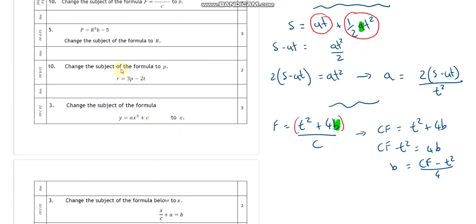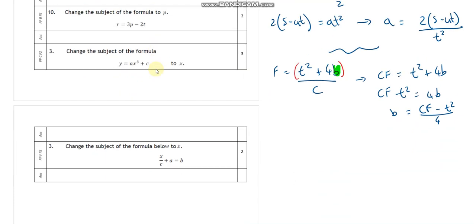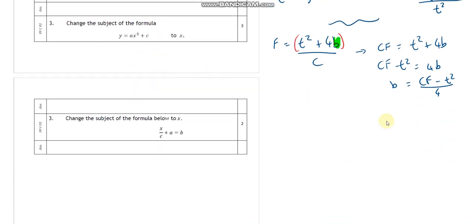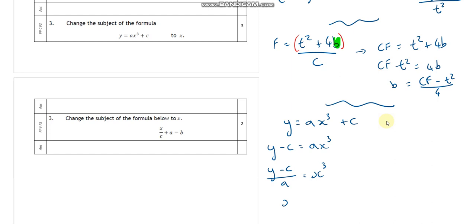I'll quickly do these last two actually. I'll say y equals ax cubed plus c. So just watch what I'm doing for this one. Absolutely, yeah. So just taking away c, divided by a, and then cube root. That's the classic BODMAS in reverse. That one, the classic BODMAS in reverse.